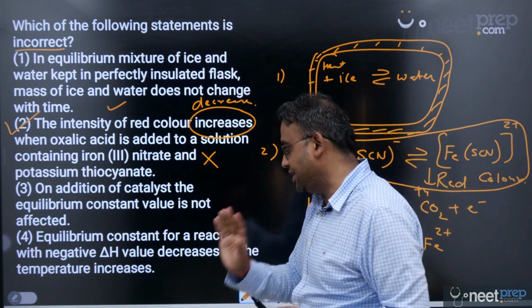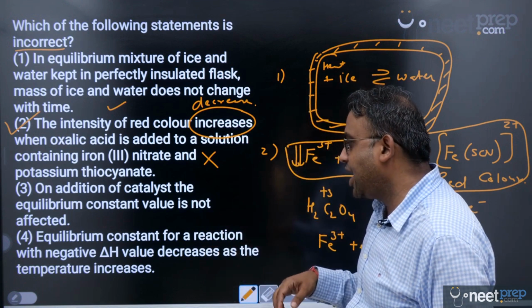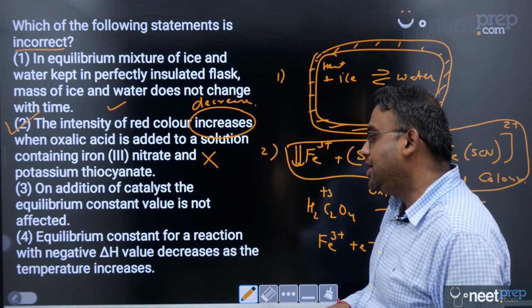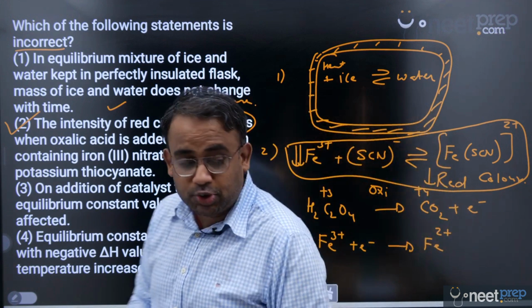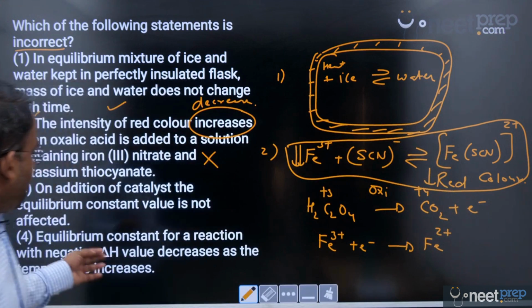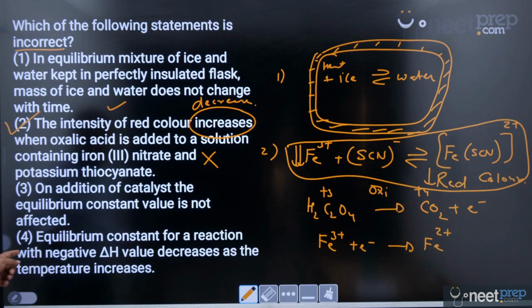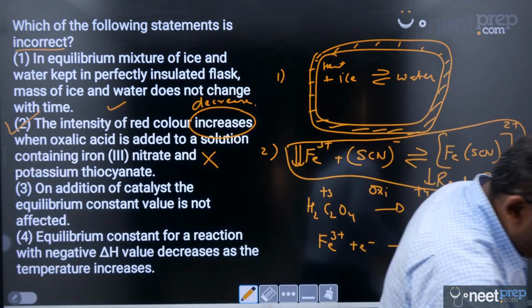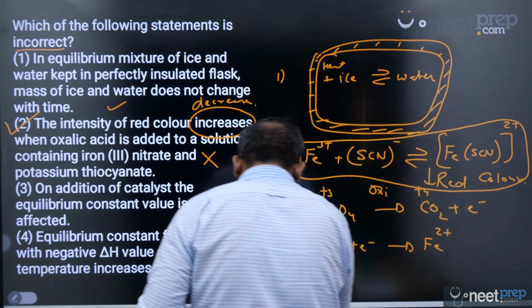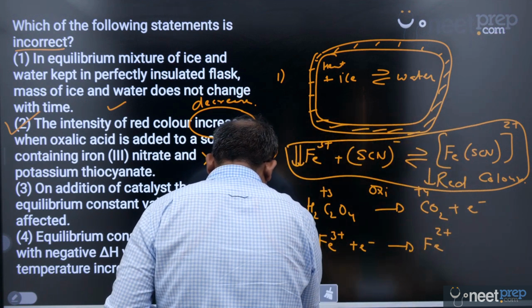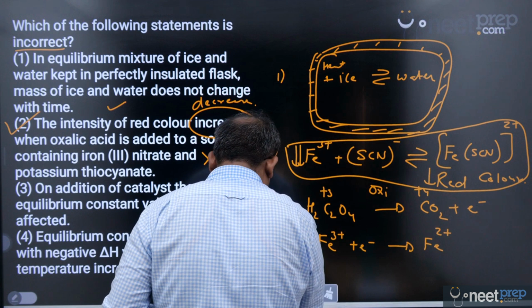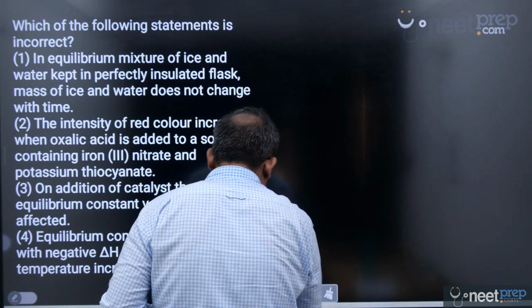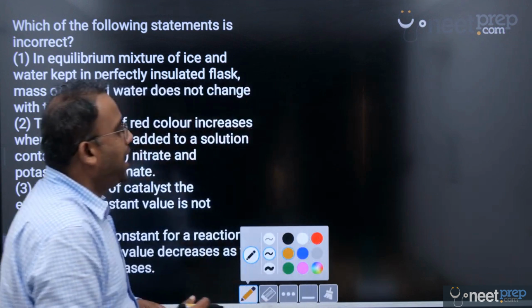Nothing else. Equilibrium constant for a reaction with negative delta H value decreases as the temperature increases. Equilibrium constant value for a reaction with negative delta H value decreases as the value of temperature increases. All right, now let me give you an equation related to the value of equilibrium constant and temperature.